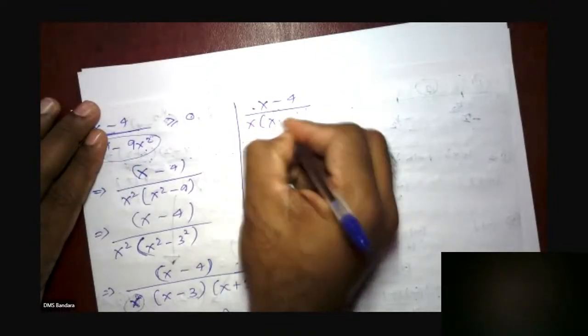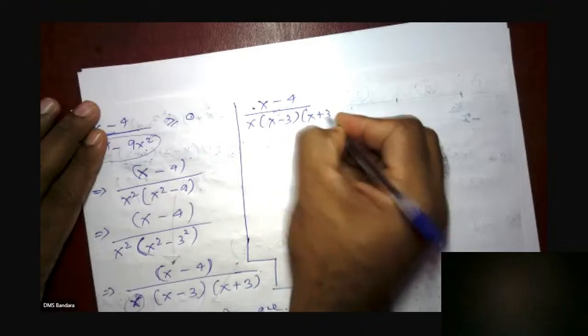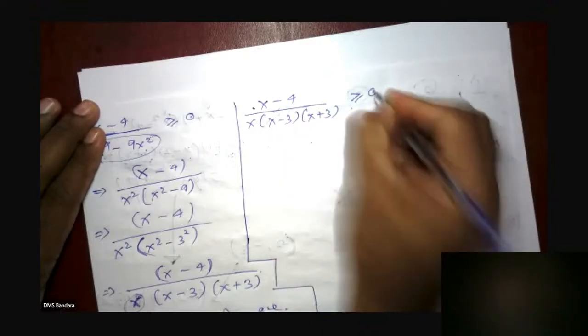Now our critical point is where the denominator cannot be 0. So our critical points are x equals 0, x equals 3, and x equals minus 3. These points cannot be included. Therefore, these are the critical points. We no need to focus on this x minus 4. Now our inequality is (x minus 4) divided by x squared, (x minus 3), (x plus 3), greater than or equal to 0.